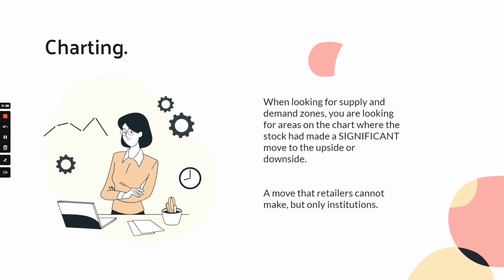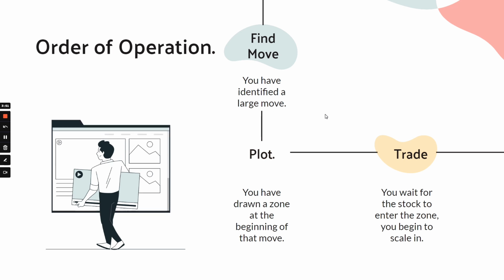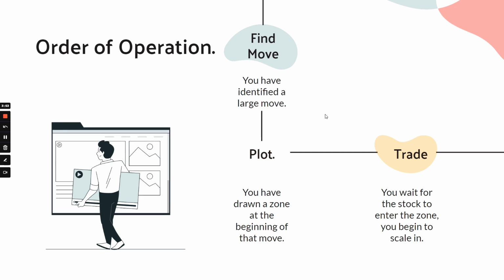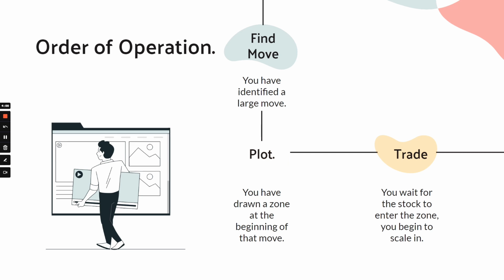Because that way you're going to be able to understand where these institutions are keeping their sell orders, keeping their buy orders, and how you can pretty much trade trend reversals at that point. The order of operation. You have to find the move. Once you have identified the large move, you are going to plot the zone. You plot a zone at the very beginning of that large move. Then you're going to trade.